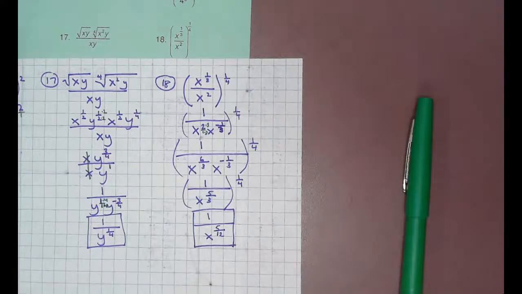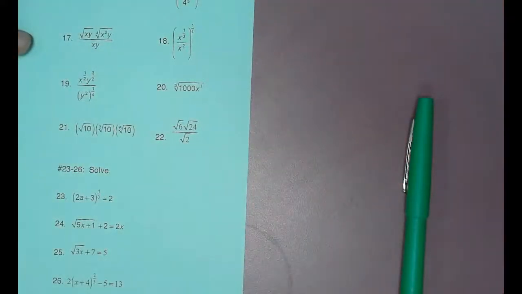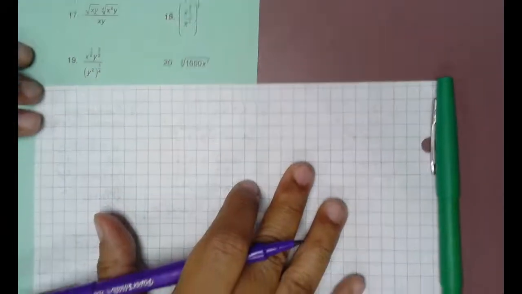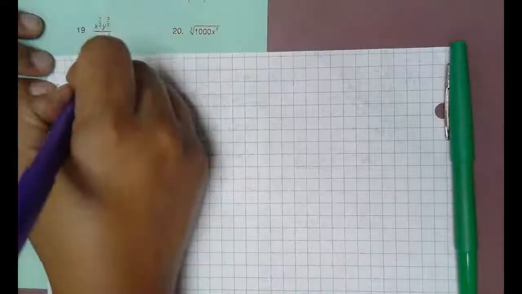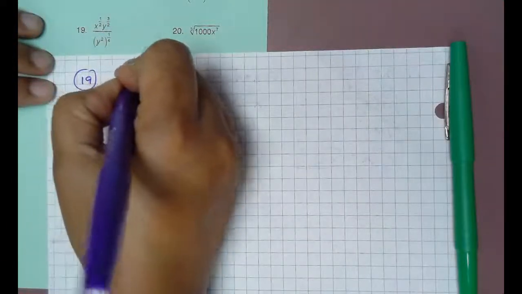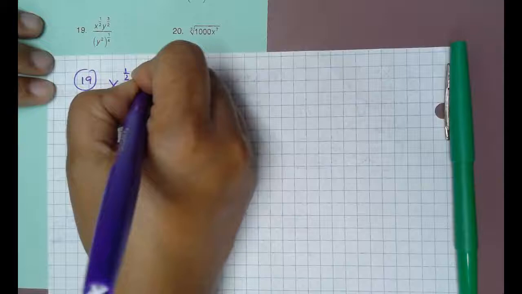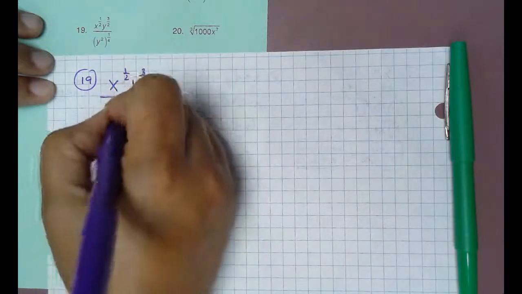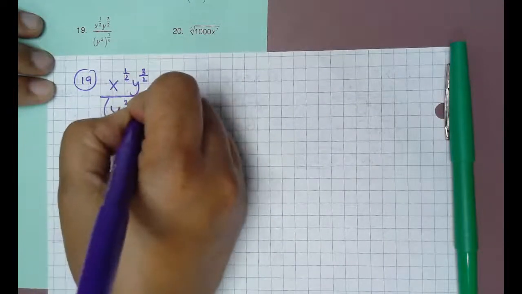That's just one way to do that problem. Okay, and then number 19. If I have another paper. Okay, number 19, we have x to the 1/2, y to the 3/2, and y squared all to the 1/4 power.